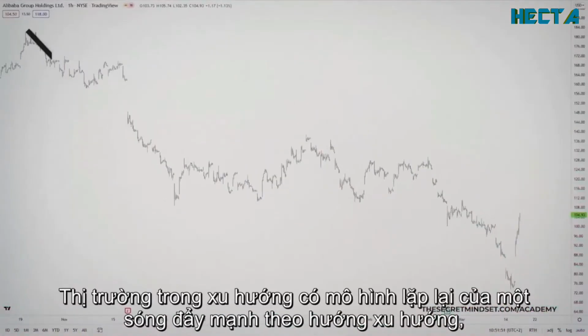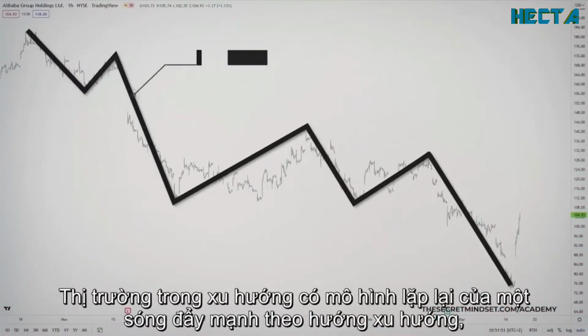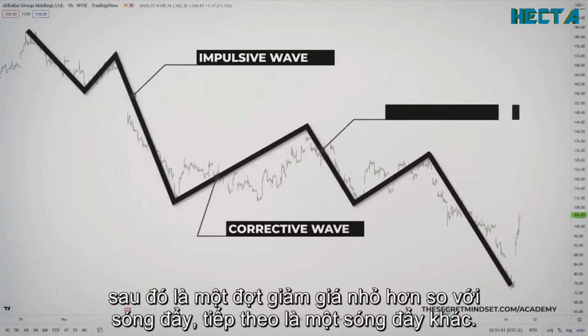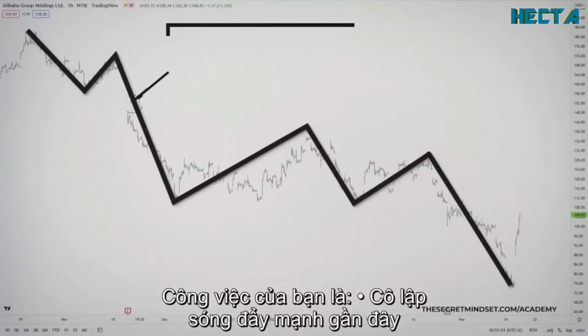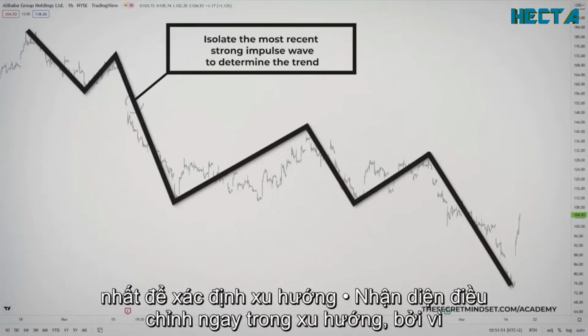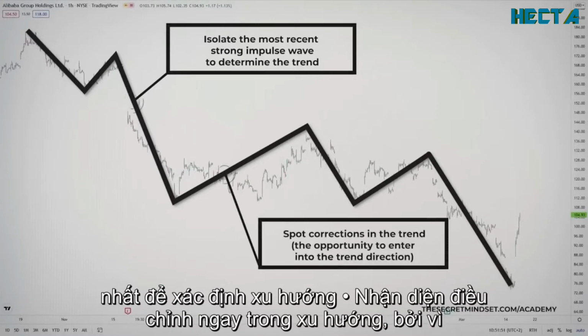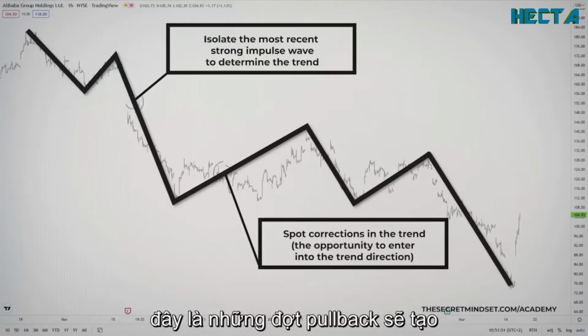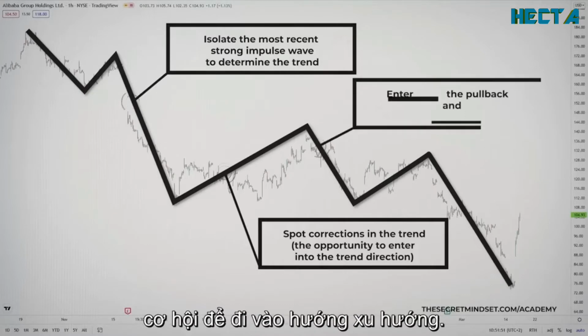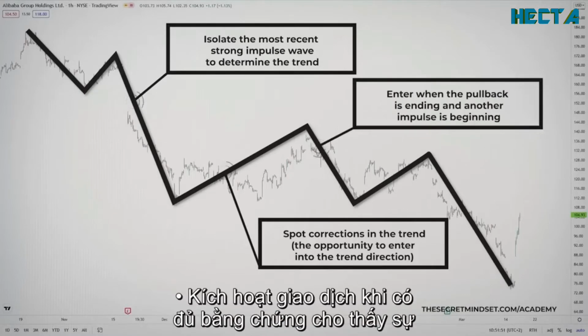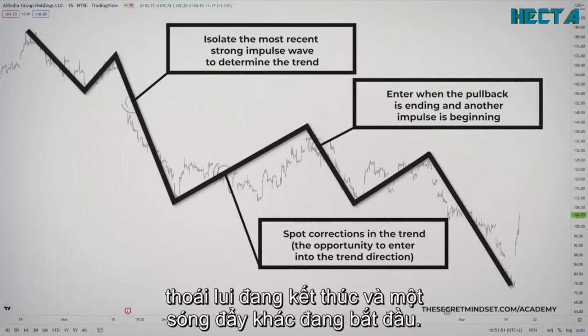Market trends have a repeating pattern of a strong impulsive wave in the trending direction, then a smaller pullback against the impulsive wave, followed by another impulsive wave. Your job is to isolate the most recent strong impulsive wave to determine the trend. Also, you need to spot corrections in the trend, because these are the pullbacks that are going to provide an opportunity to enter into the trend direction. And you want to pull the trigger on a trade when there is enough evidence to suggest the pullback is ending and another impulse is beginning.